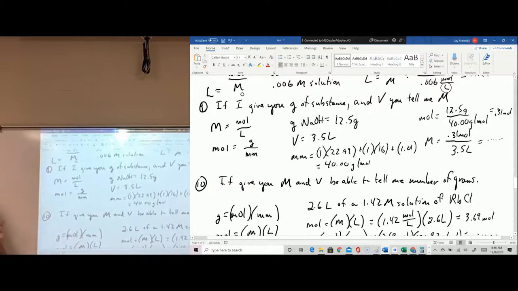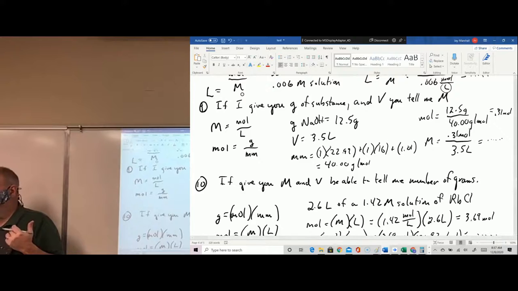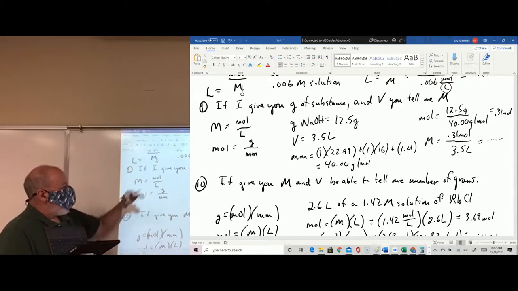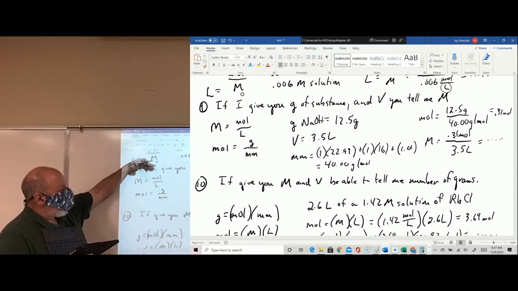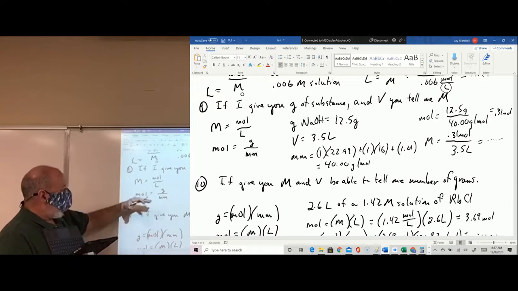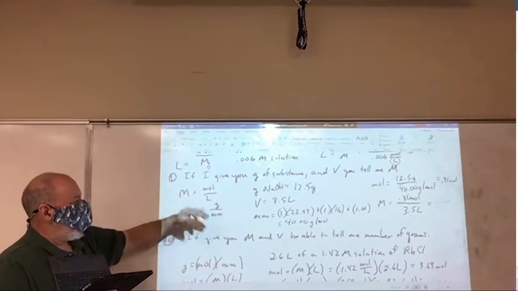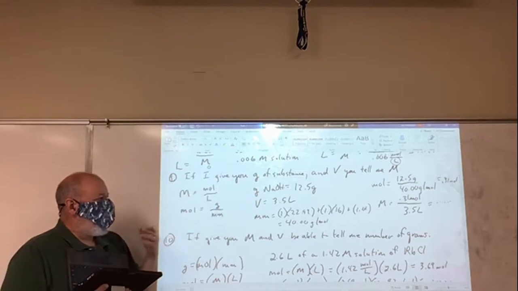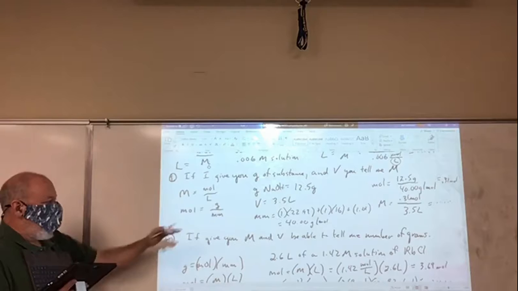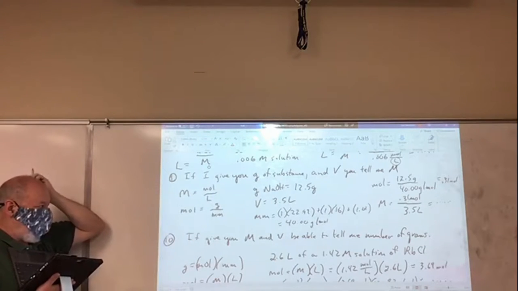Any questions about this? This strategy is so important for you to develop. It's a backwards way of doing things. Very few people can actually look at a problem like this and intuitively go, oh, I need to find the number of moles, then I can find my molarity. Unless they practice and practice and practice for a long time, people don't develop that. And this is always still the way that I solve problems.